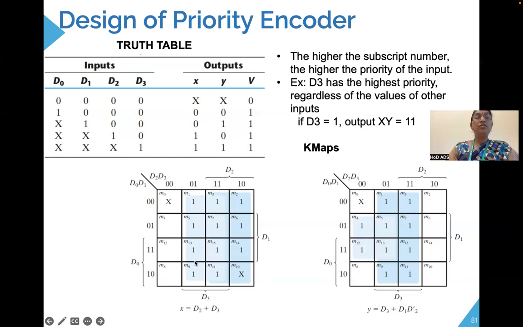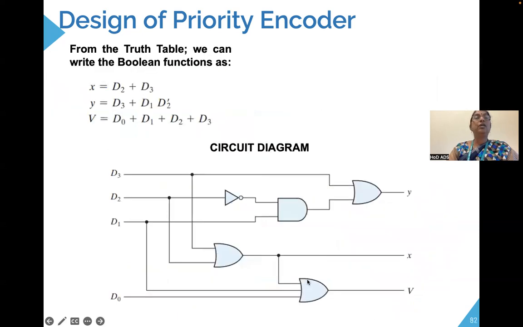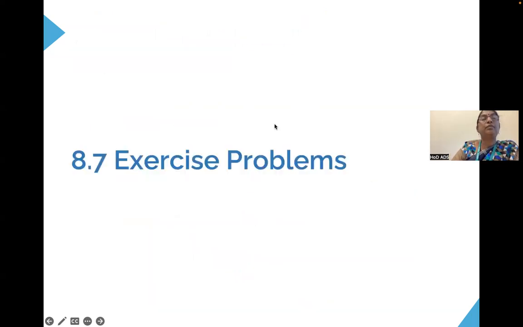So when you plot it for X, you get D2 plus D3. When you plot it for Y, you get D3 plus D1 D2 dash. So that gives X and Y, and similarly you derive the valid bit indicator also. And then you have to draw the circuit diagram.